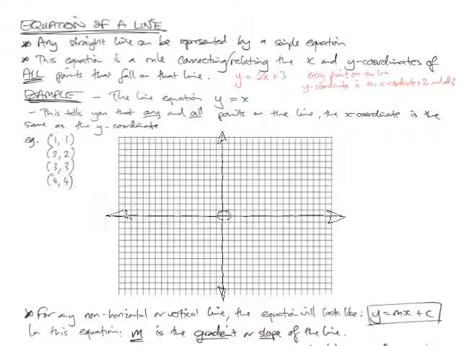One of the points is going to be 1, 1. Next point is going to be 2, 2. Another point will be 3, 3. Another point will be 4, 4. If the x is equal to the y, then negative 1 would also be negative 1. Negative 2 would be negative 2. Negative 3 would be negative 3.